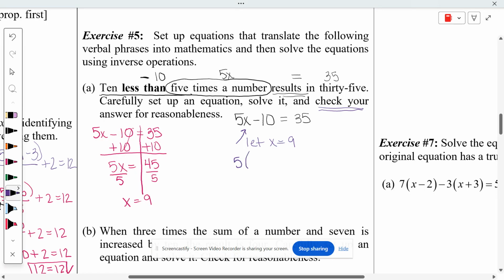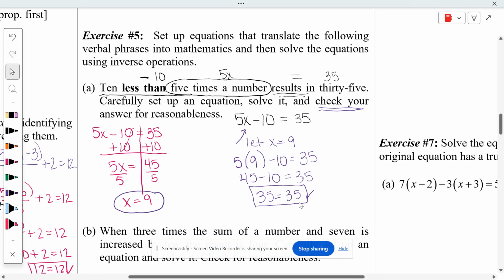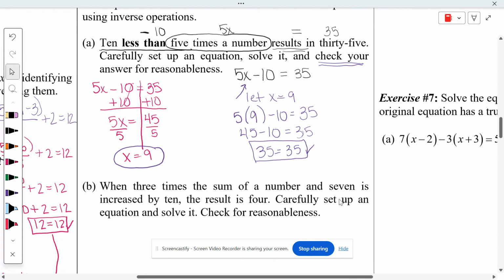Let's see, 5 times x, which is 9, minus 10 equals 35. Well, 5 times 9 is 45, and 45 minus 10 equals 35, and 35 does in fact equal 35. So we've checked our equation, we've checked our solution. We come up with this true statement, 35 equals 35. That means our solution, x equals 9, is in fact correct.